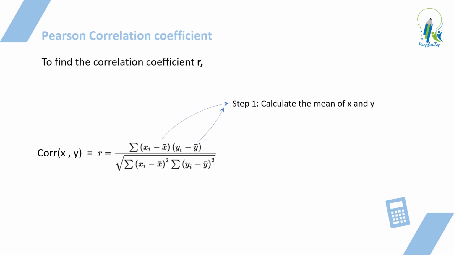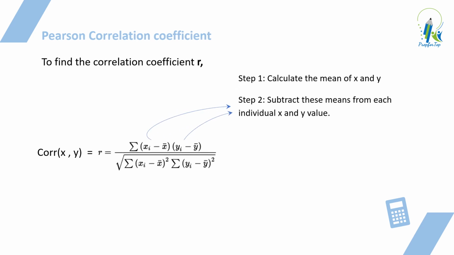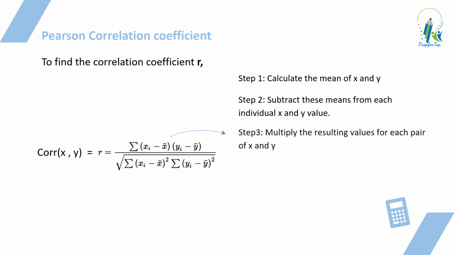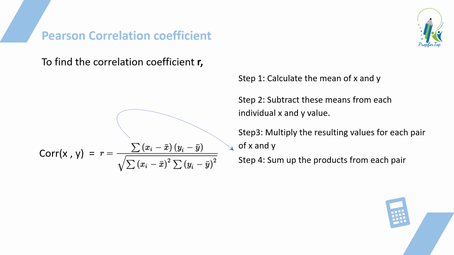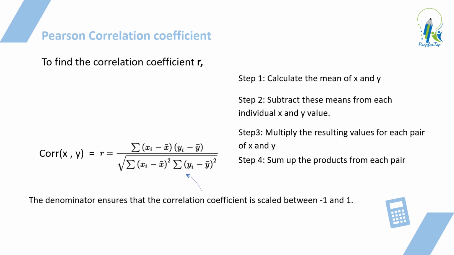Steps to calculate the correlation coefficient are: 1. Calculate the mean of X and Y. 2. Subtract these means from each individual X and Y value. 3. Multiply the resulting values for each pair of X and Y. 4. Sum up the products from each pair. The denominator ensures that the correlation coefficient is scaled between -1 and 1.